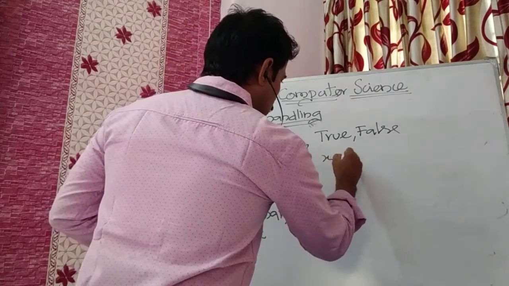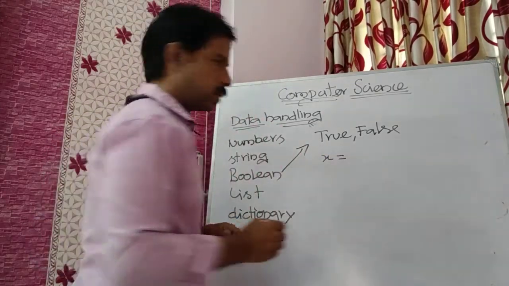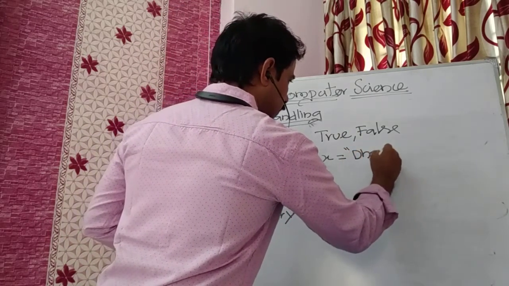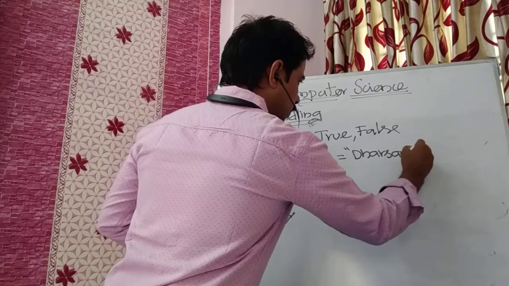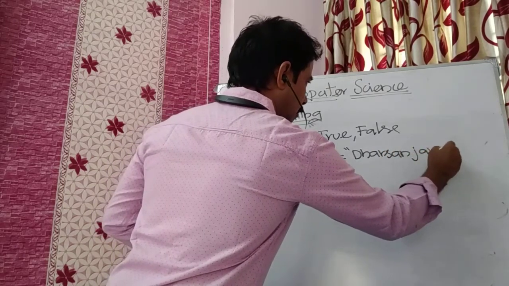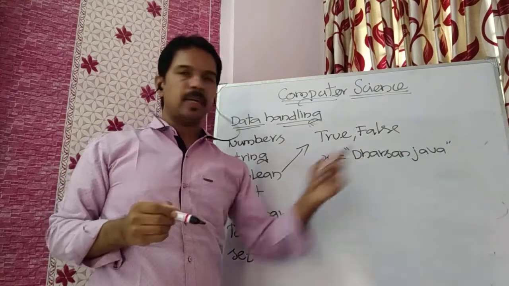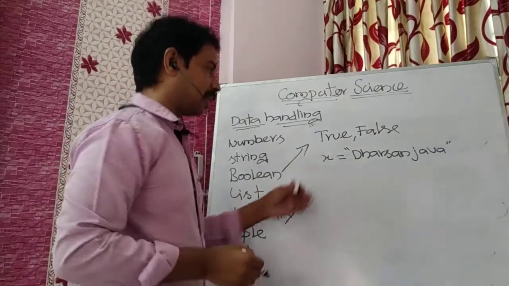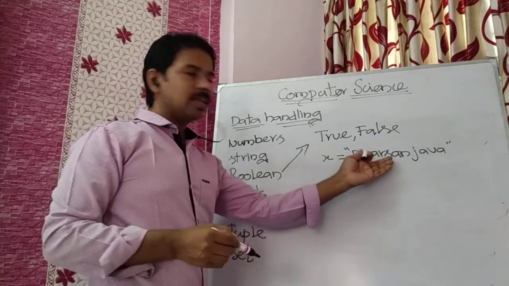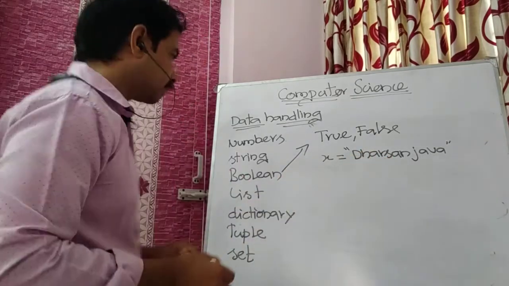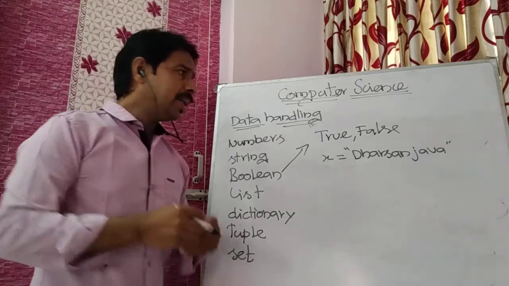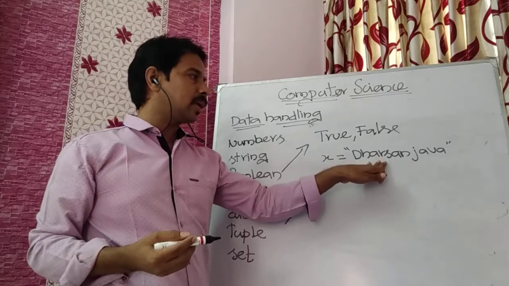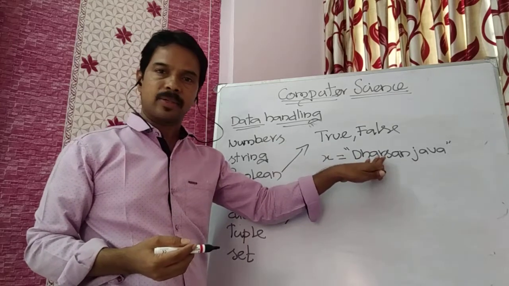x is equal to "Darshan Java". Why? Because Darshan is interested in Java. Okay, simply I am telling a character. Okay, fine. X, we are storing this data. Now I need to check and print whether this string contains any capital letter or small letter.